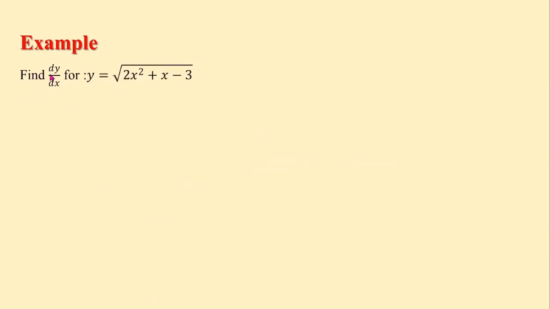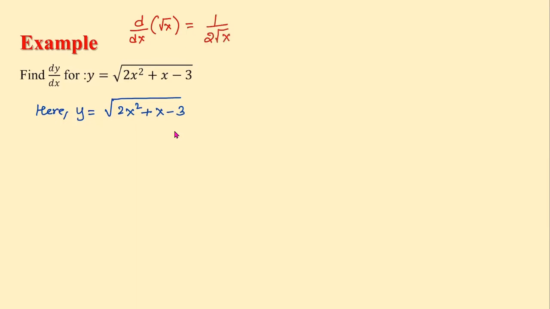Okay, next one here. We have to find the derivative with respect to x of this function. So first, our function is y equal to square root of 2x squared plus x minus 3. So this is a square root function. If you remember, the derivative with respect to x of square root of x is 1 over 2 square root of x. That is when the quantity inside the square root is just x.